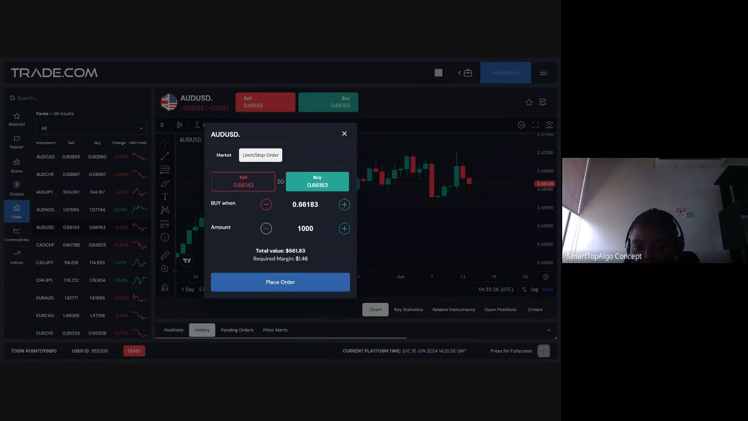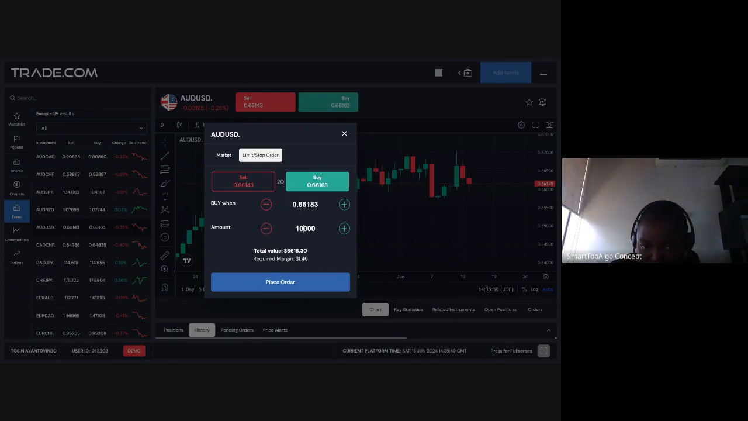This is the lot size. I said it started with 1,000. So if I decide to use this 1,000, look at the required margin. It means I'm using 0.01. If I use 0.01, it's going to take $1.46 out of my account for this particular position if I place it.